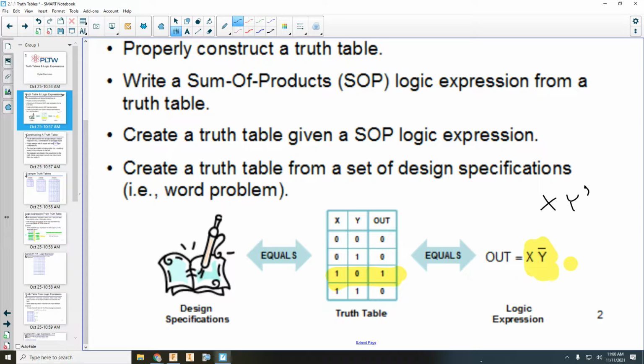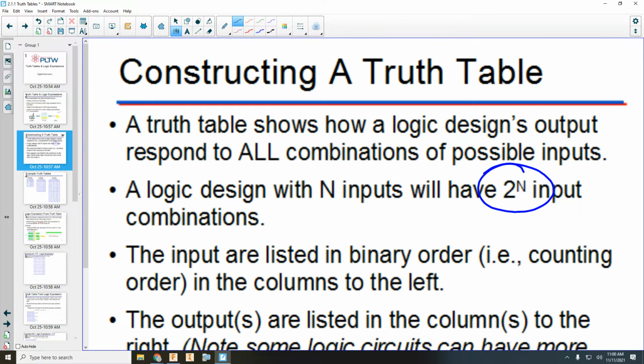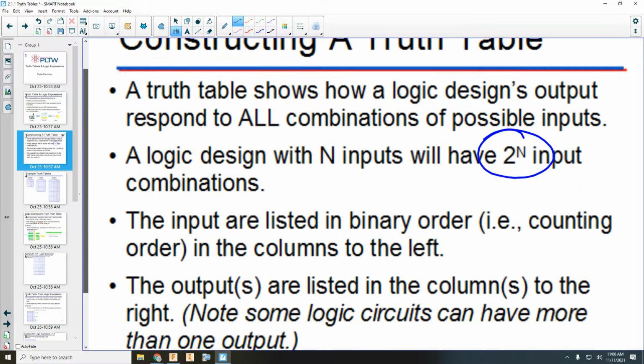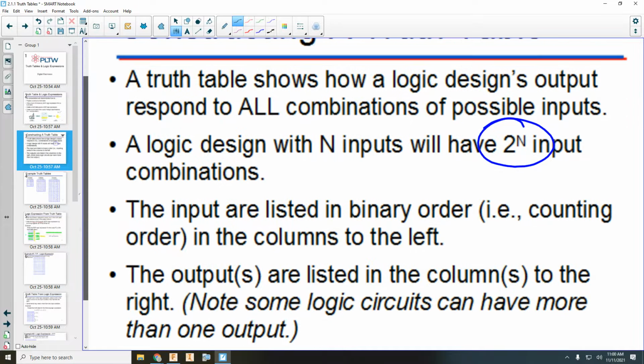Okay, everybody with me on this? All right. So, of course, a truth table, and I think I've already talked about this, goes along with binary numbers. If we have 2 inputs, how many lines are going to be in our truth table? 4. If I have 2 variables, I'm going to have 4 combinations of numbers.